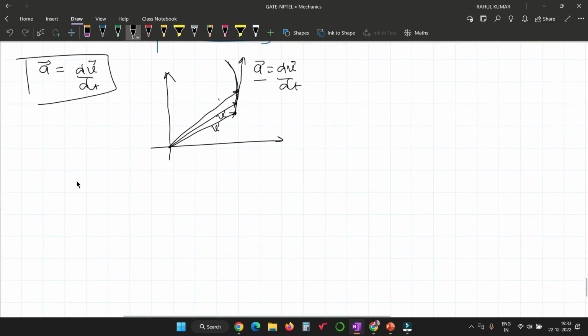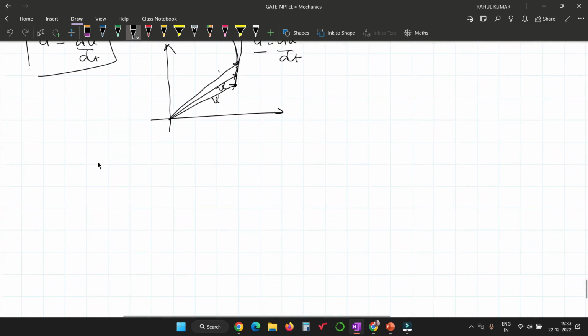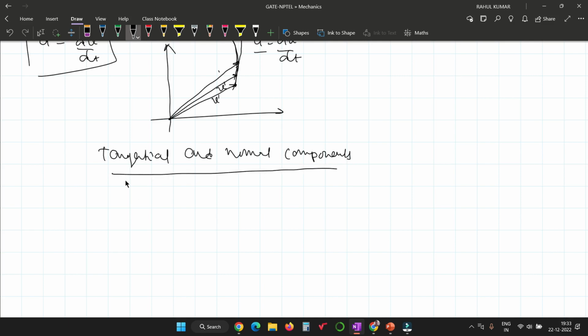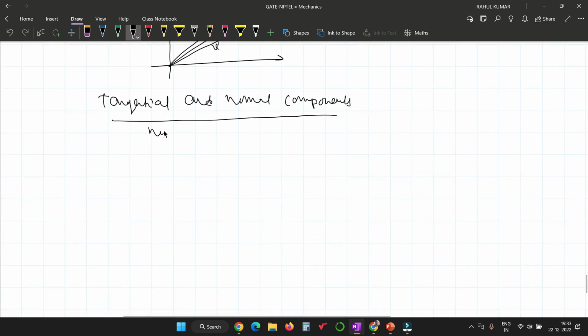The next topic is tangential and normal components. So it is non-rectangular components.